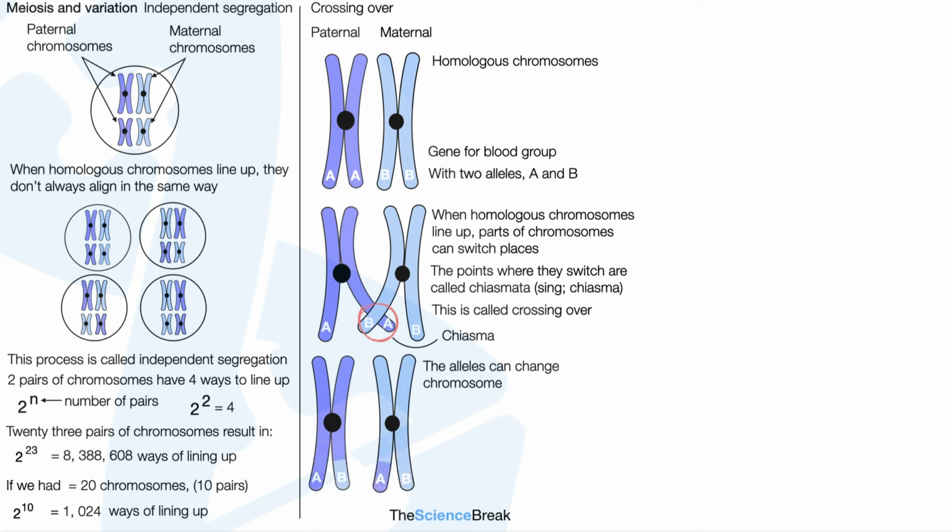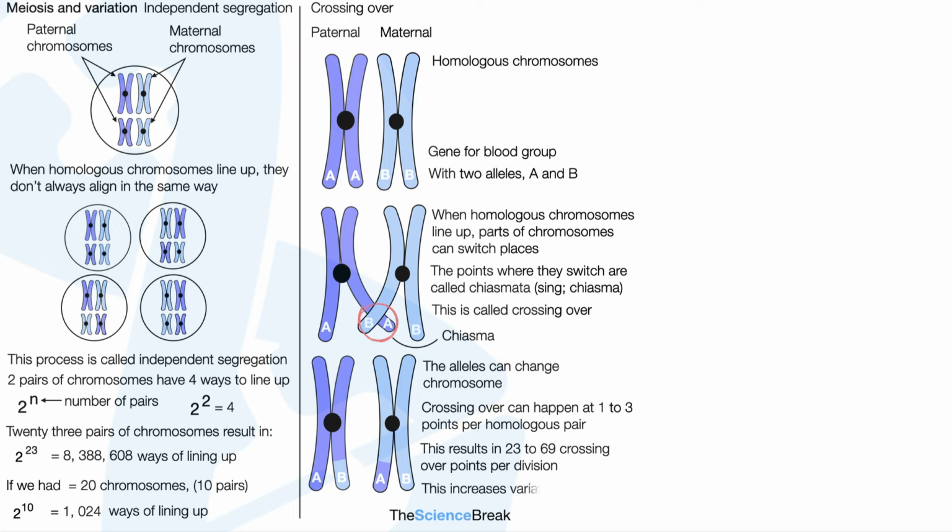So we can see what happened there. Parts of the chromosome have switched, the alleles have switched places. Crossing over can happen at 1 to 3 points per homologous pair. This results in 23 to 69 crossing over points per division. This increases variation. So that's crossing over.